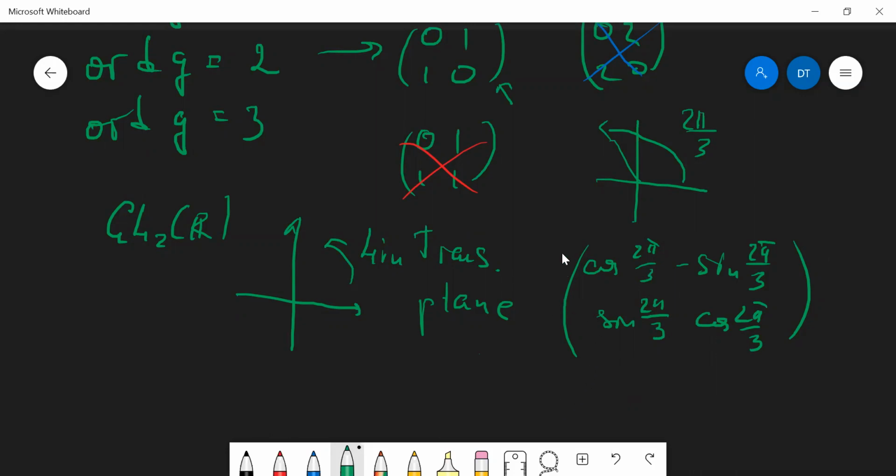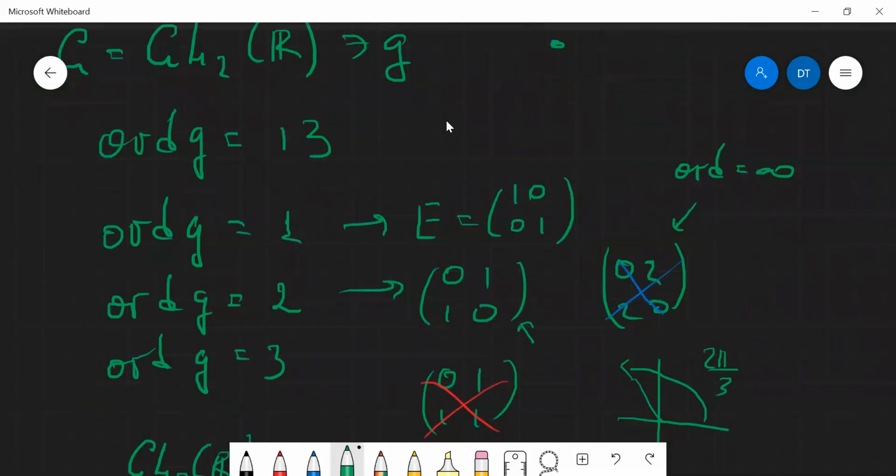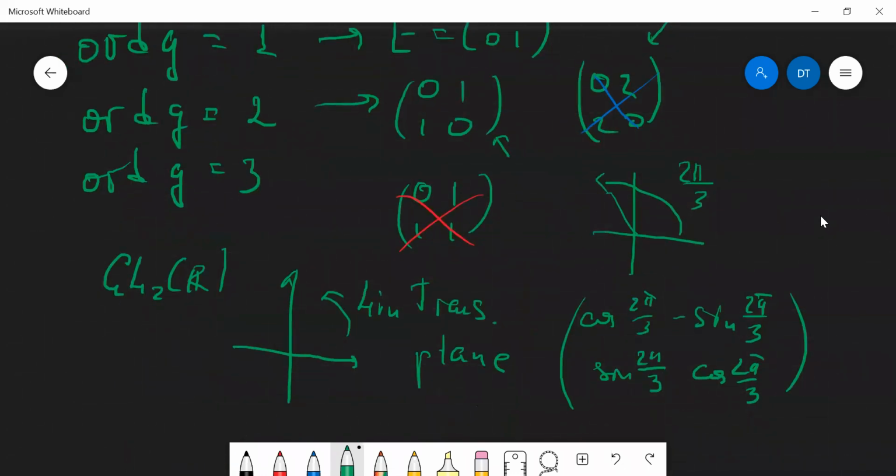Okay. Now, can you answer the initial question? Could you give me an example of an element of order 13? Yeah, that's rotation by the angle 2π over 13. That's it.